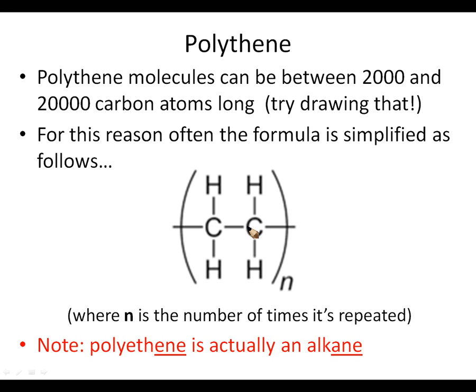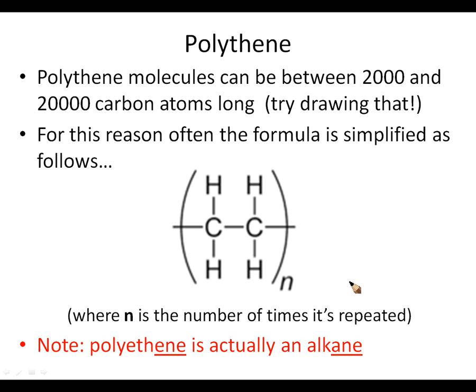So in this case, the two carbons with that double bond opened up, so bond ready to form on either side, with an N, where the N just is the number of times it's repeated. So if we had a piece of polythene, a polymer molecule that was 2,000, we could put 2,000 there. Or if we're not sure, we can just put N, and it just means it's repeated a certain number of times, we're not quite sure.